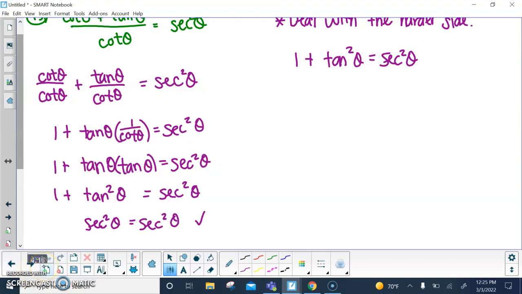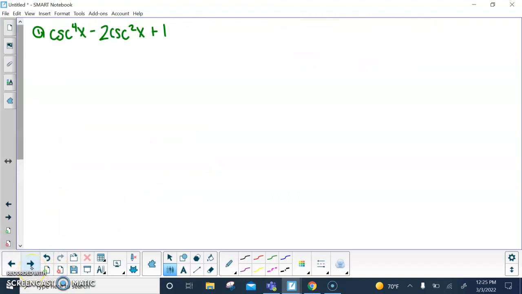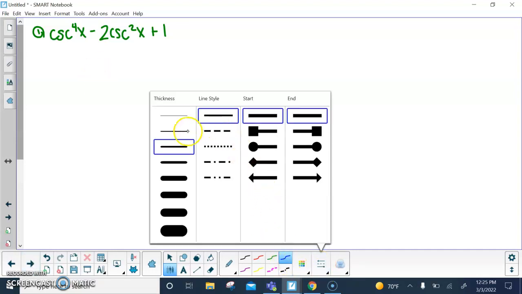So after you finish watching this video, I want you to finish completing 1 through 13 using your trig identities to simplify them and rewrite them. And what we're going to look at next is on the back side, number 1. We're going to have to review factoring before we can finish this one out.